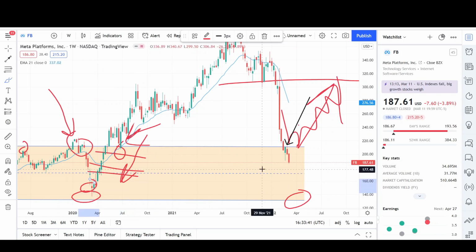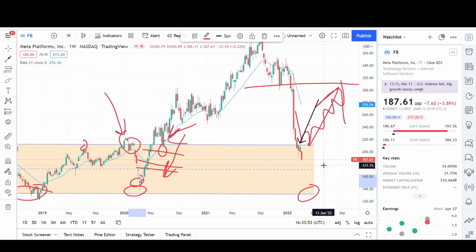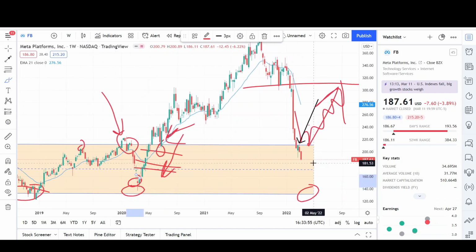So my short-term target was right at the 172 level, and if we continue to exceed that, then you know why we continue to drop. It's because we're going to the lower side of this range at the 130 level. So that would be my maybe a couple months target, but in a few days to a couple weeks, we could probably reach that 172 if the market continues to drop.